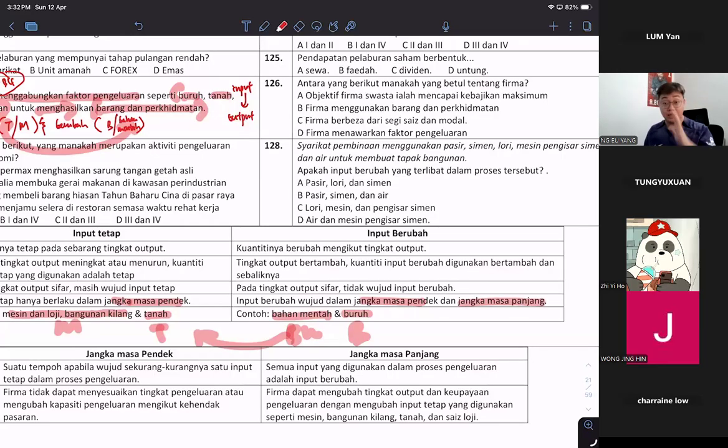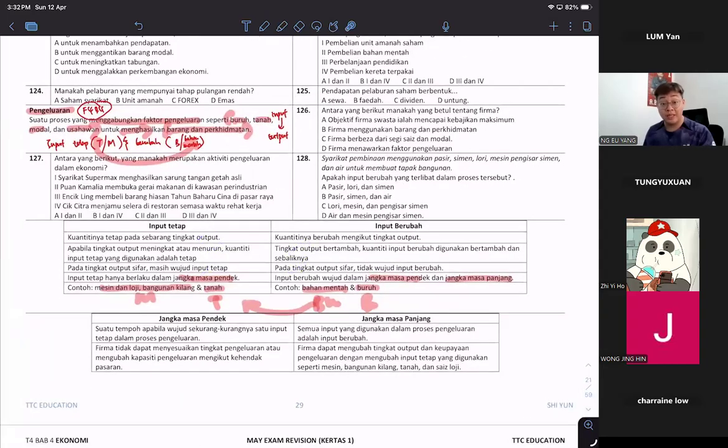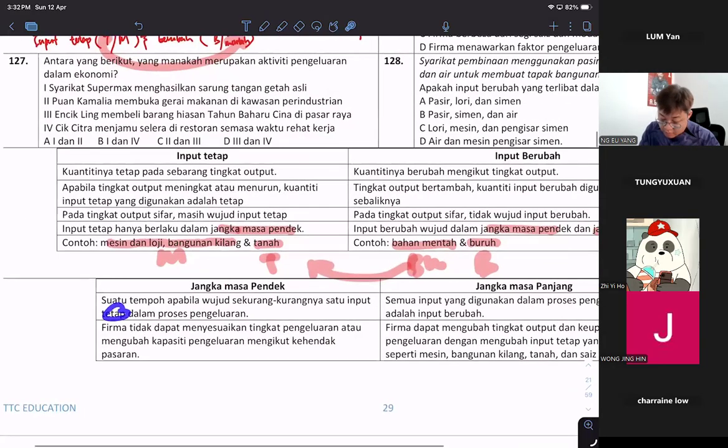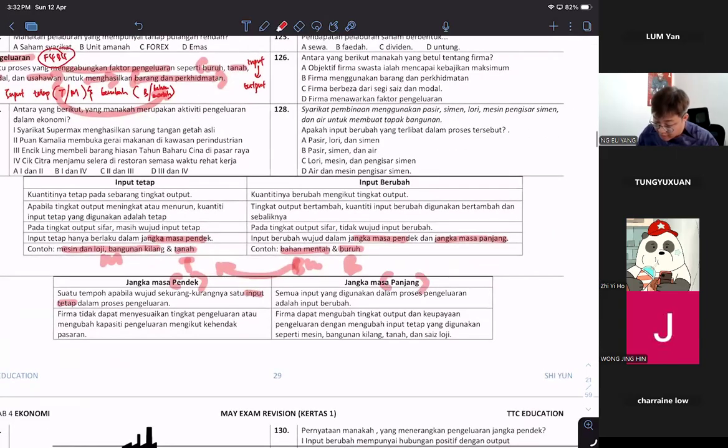Okay, guys. So the remaining explanation you guys do on your own. If you guys cannot understand, look at the bottom column. Jangka masa pendek, we have only input tetap. So jangka masa panjang, we have input berubah and input tetap too.